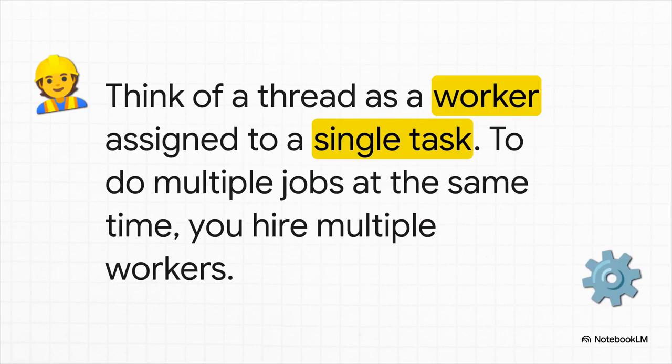Here's the absolute best way to think about this, and it's the analogy we're going to stick with. Imagine your application is a giant factory. Each thread is basically a worker that you've hired to do one specific job. So if you want to get a bunch of different things done at the same time, what do you do? You hire more workers. It's really that simple.